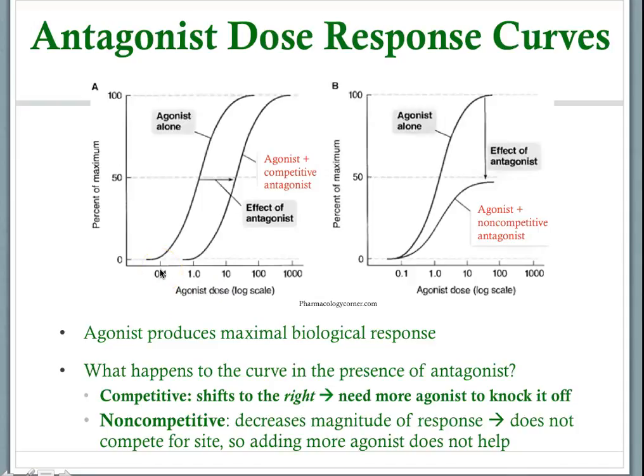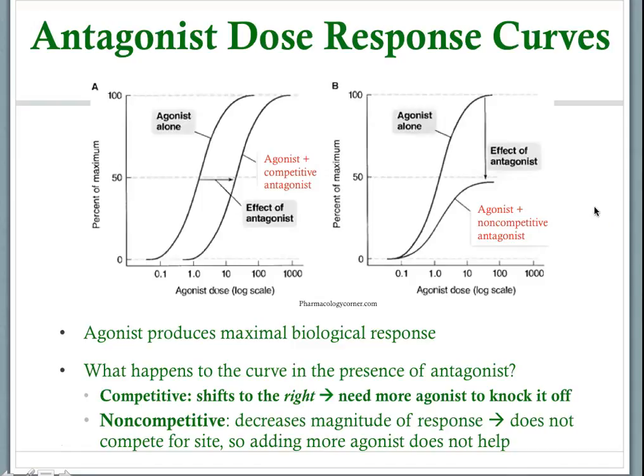And here we can see that before, where our maximal response was achieved at about 10 on the log scale, now we're up to somewhere between 100 and 1,000 to get the maximal response. So we can still get the maximal response, but we just have to give a lot more drug. Now, let's look at a different scenario.